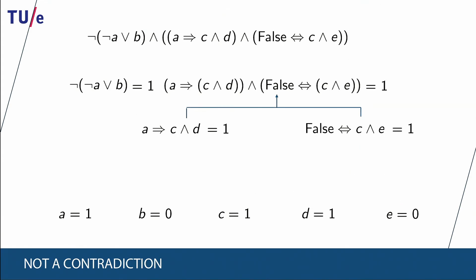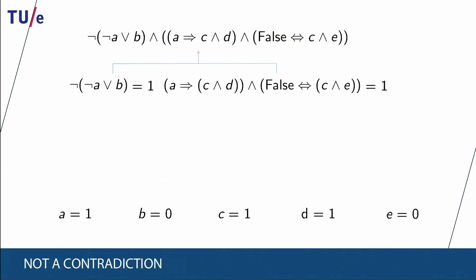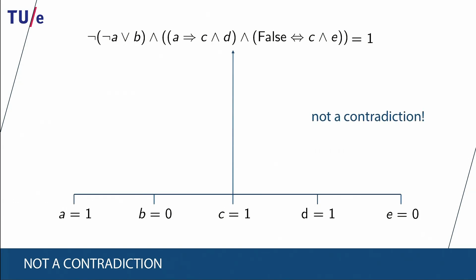It remains to combine the three conjuncts. We conclude that the assignment that assigns true to A, C, and D, and false to B and E makes the abstract proposition evaluate to true, and hence it is not a contradiction.